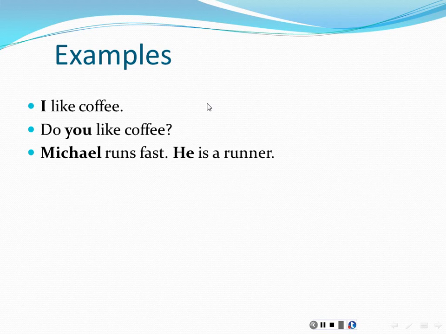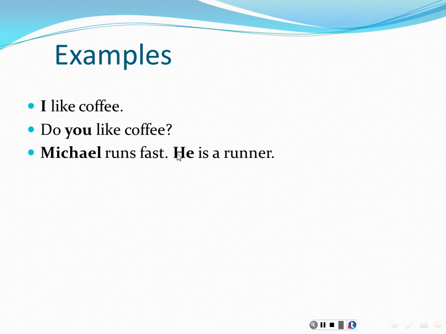The third example, Michael runs fast. Michael يركض بسرعة. So Michael is one person, مفرد, and he is not here. هو غائب. So we use third person for singular, and he is a male. Michael is a male. He's not a female. He's not a thing. He's a man. So he.